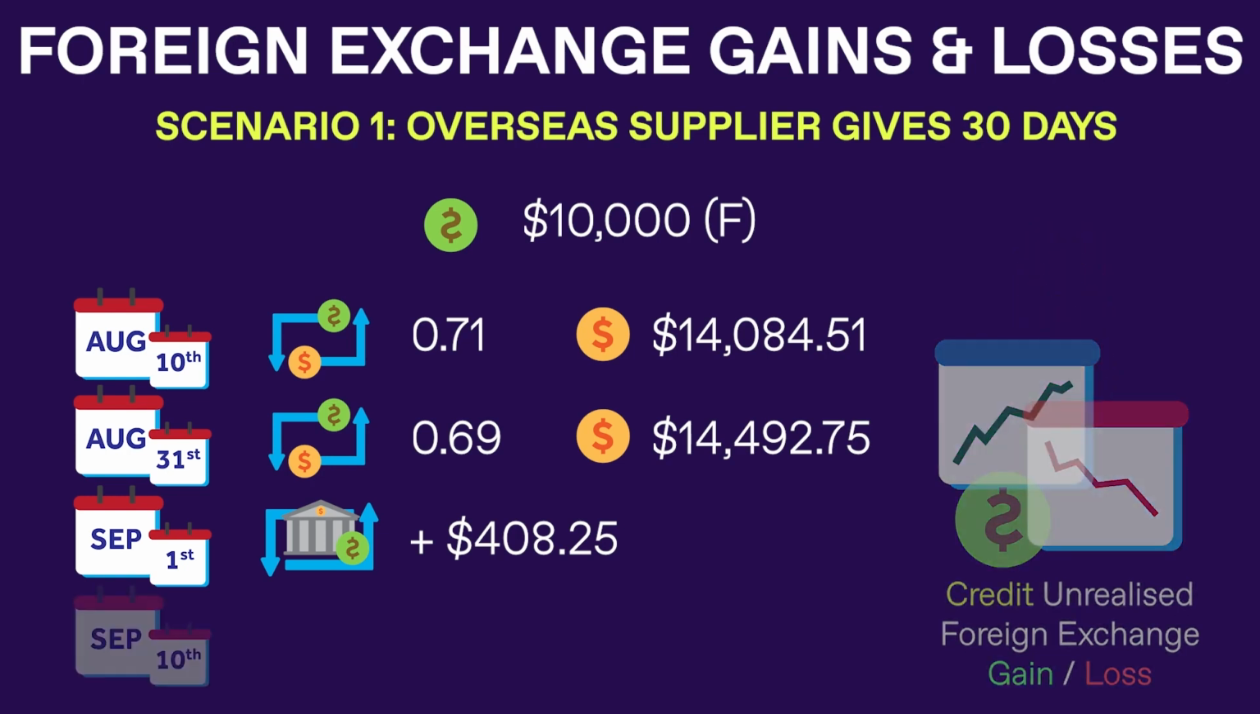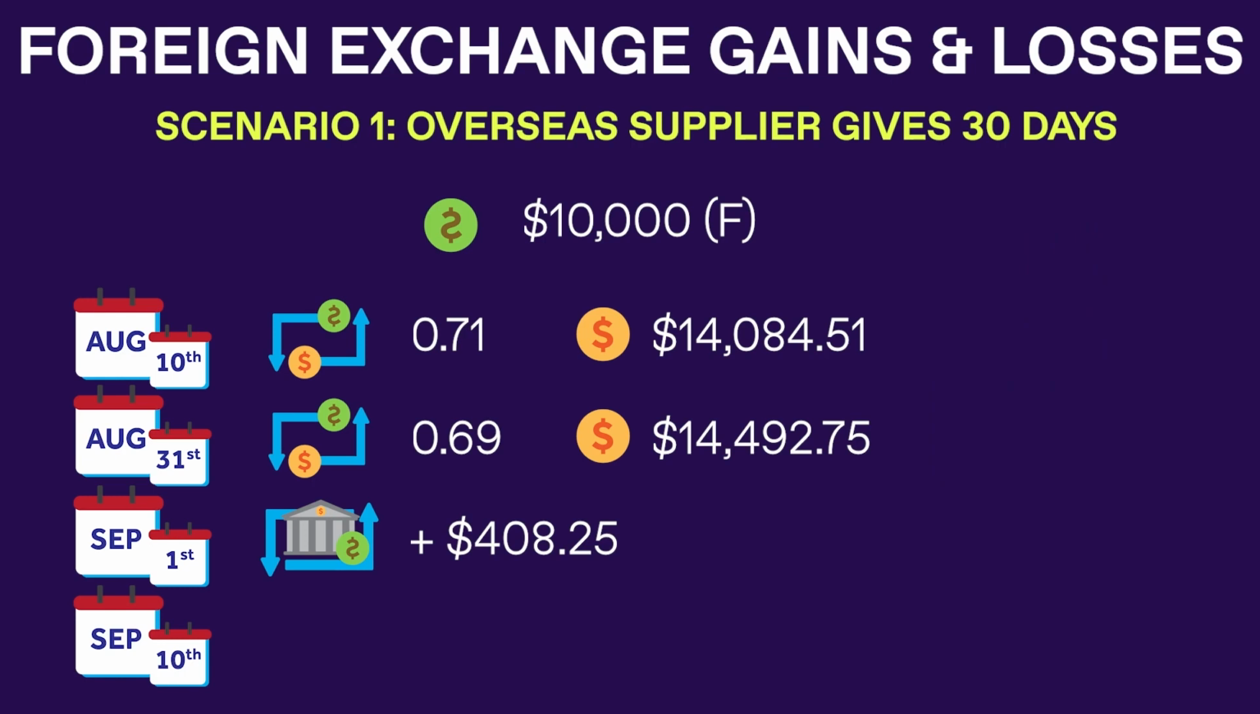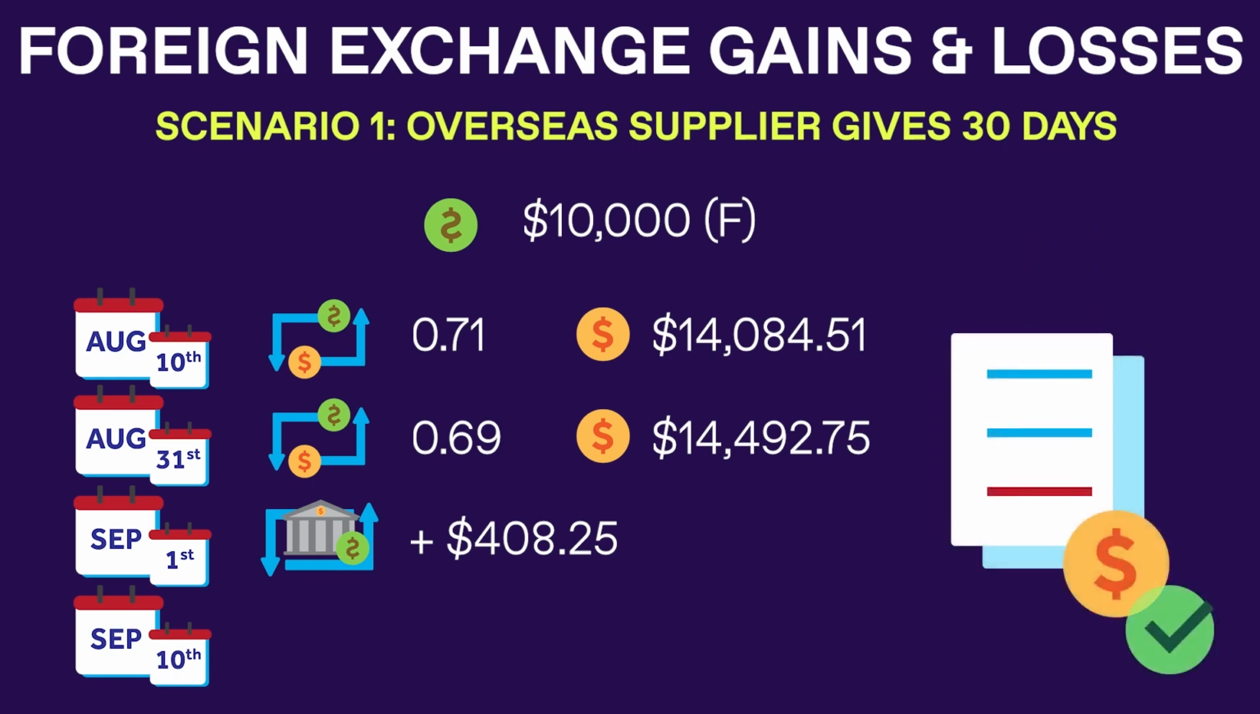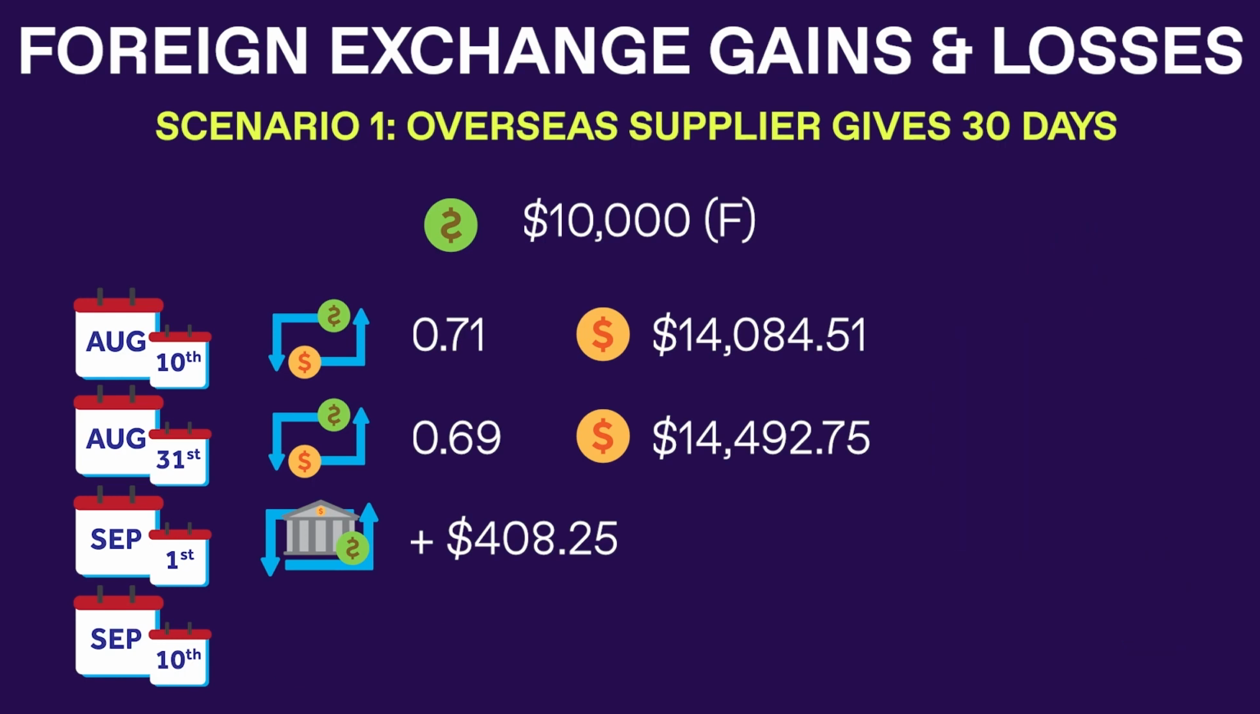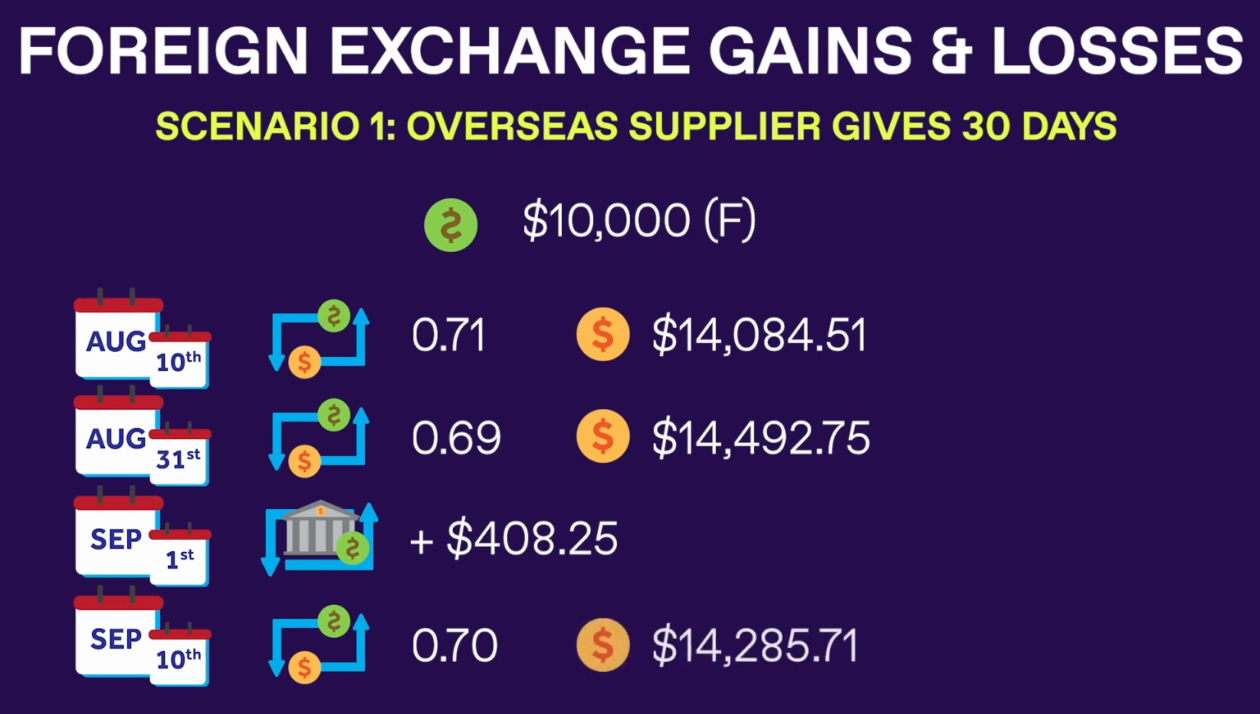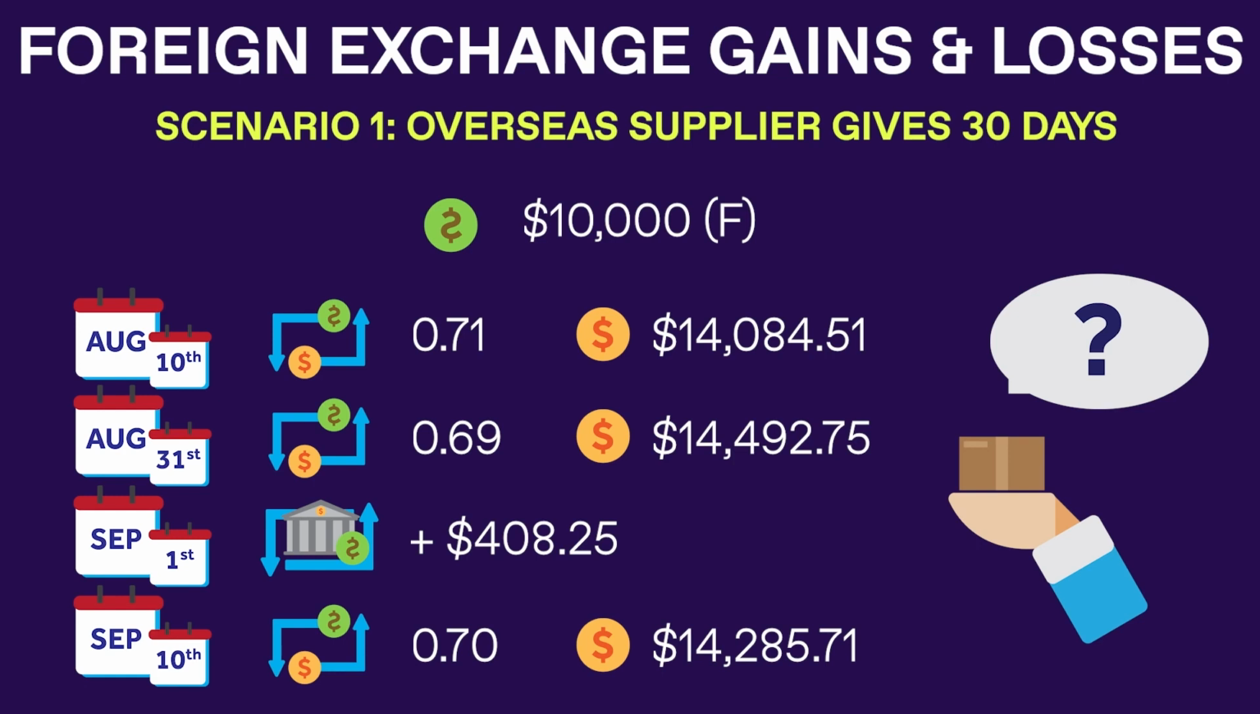Now we're going to pay the invoice. It's 30 days later, and we're going to pay the invoice on the 10th of September. And the exchange rate at that point in time is 0.7. So we need to pay $10,000 in the foreign currency at a rate of 0.7, which means in our currency, we've got to pay $14,285.71. So you might be saying, well, what do I do with my creditors? Because my creditor is still sitting at $14,084.51.